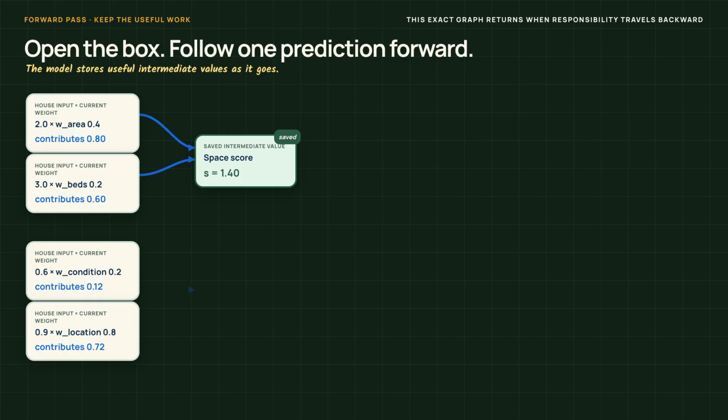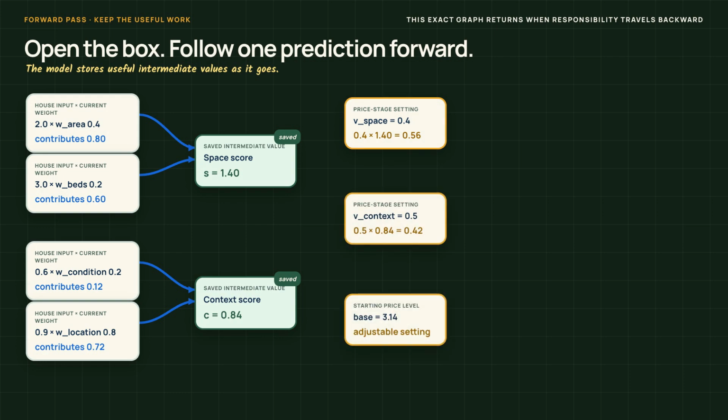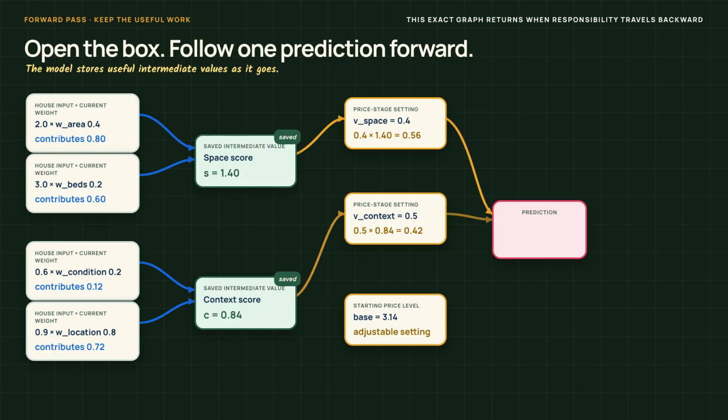Condition 0.6 multiplied by 0.2 contributes 0.12. Location 0.9 multiplied by 0.8 contributes 0.72. Together, they form a saved context score of 0.84. The final price stage has 3 more adjustable settings. They are not calculated from this house. They are simply the model's current starting values, just like the 4 earlier knobs. One knob, 0.4, controls how strongly the saved space score affects price. Another, 0.5, controls the context score. And a base setting of 3.14 provides the starting price level.